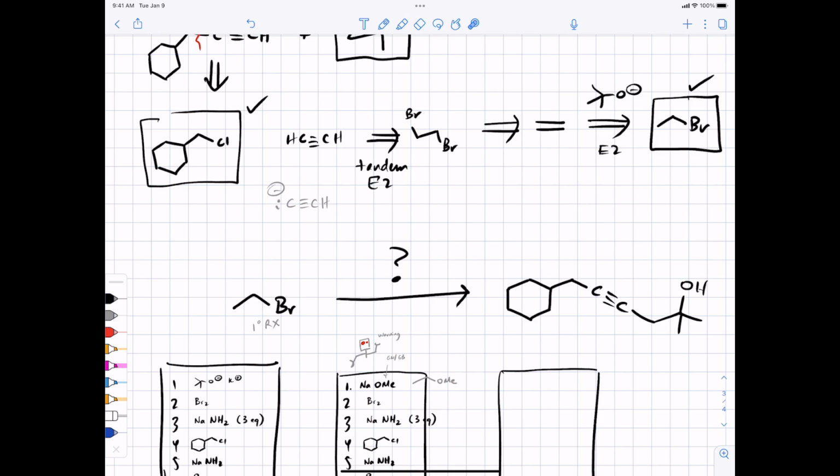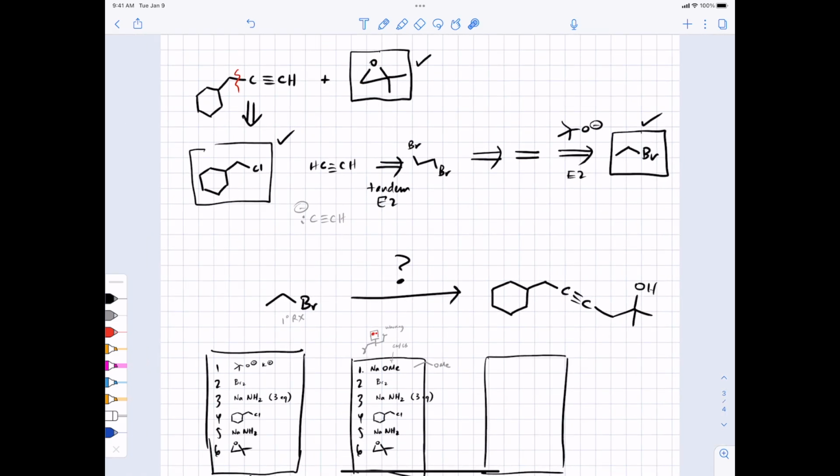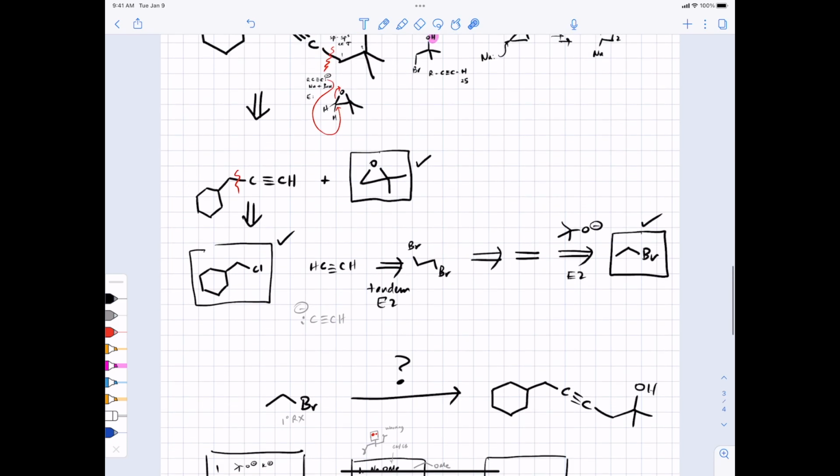I thought that for the epoxide, you would use the H that was already on the triple bond, and the H would go onto the O and then it would kind of break. Or do we need to get rid of the H with the NH2?